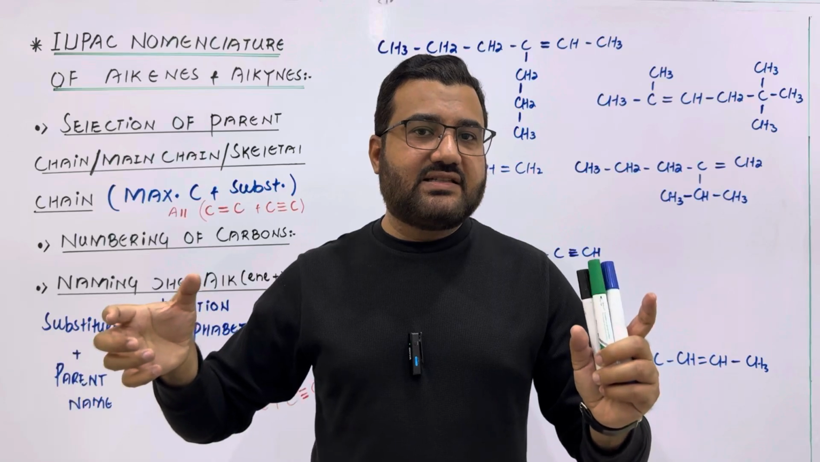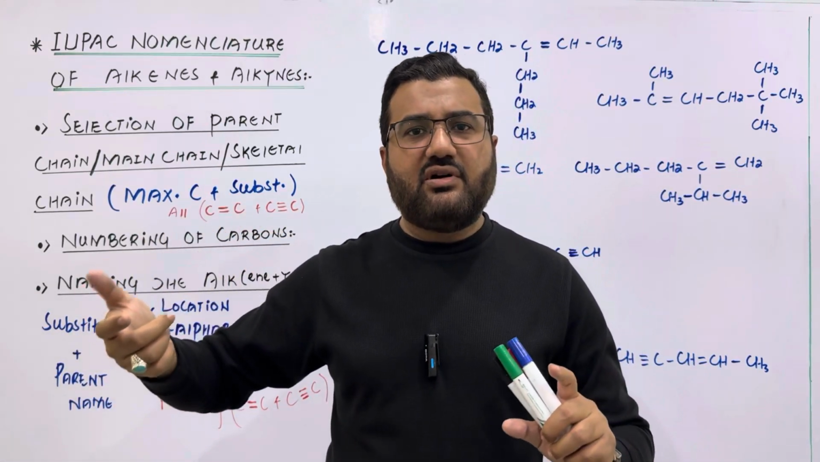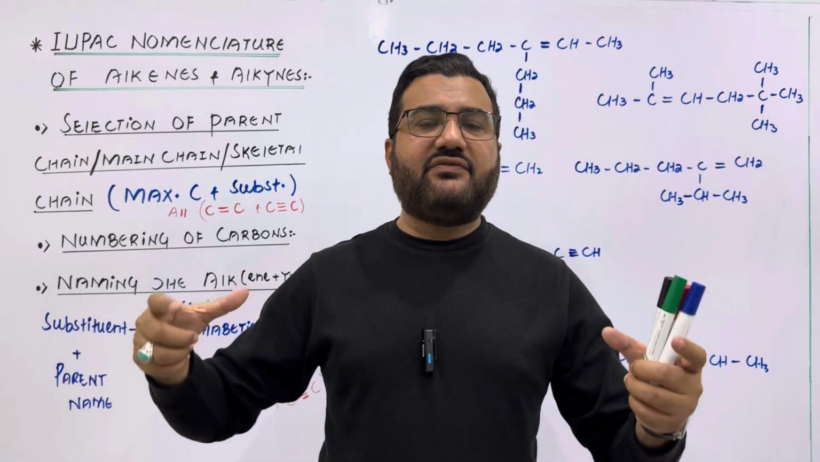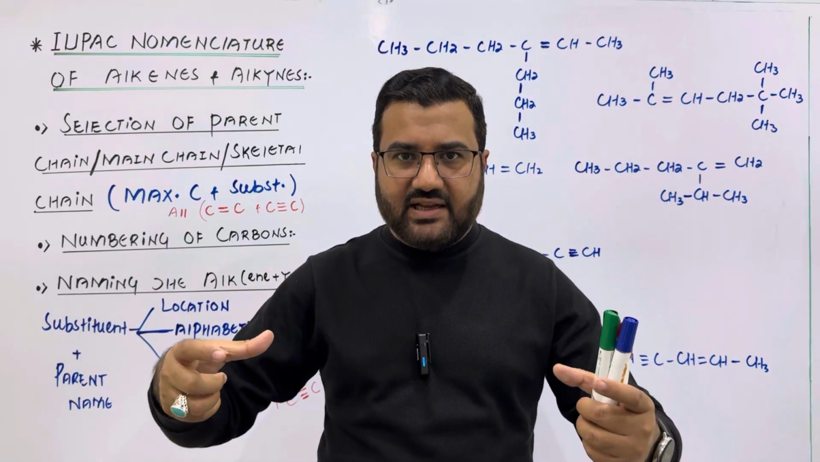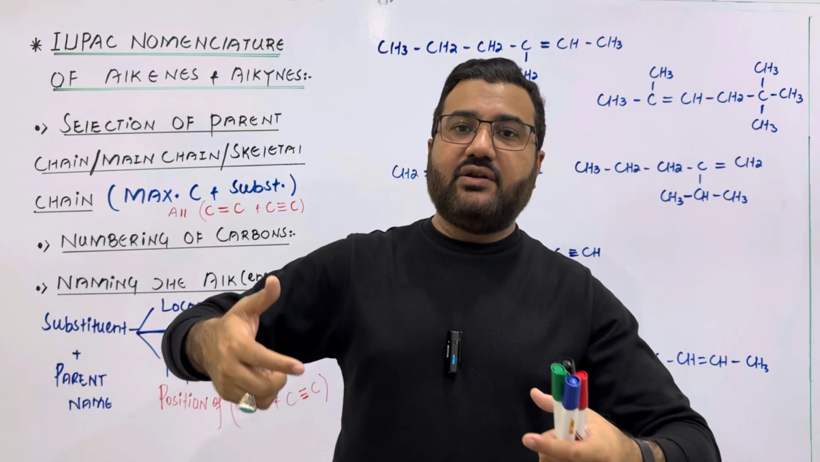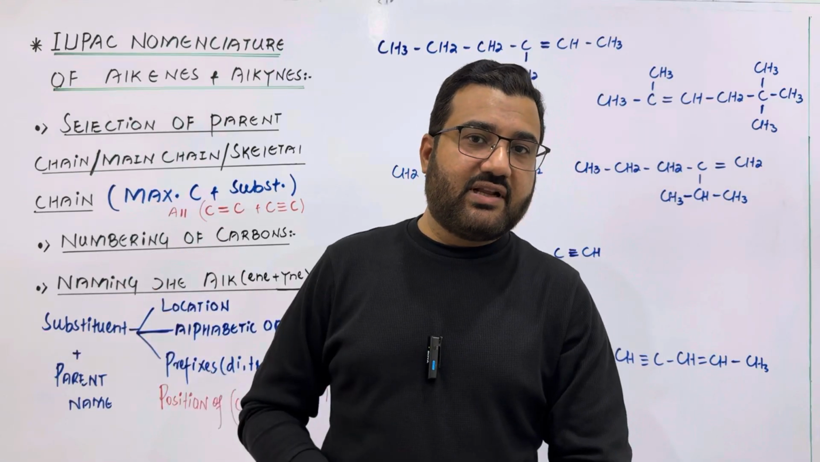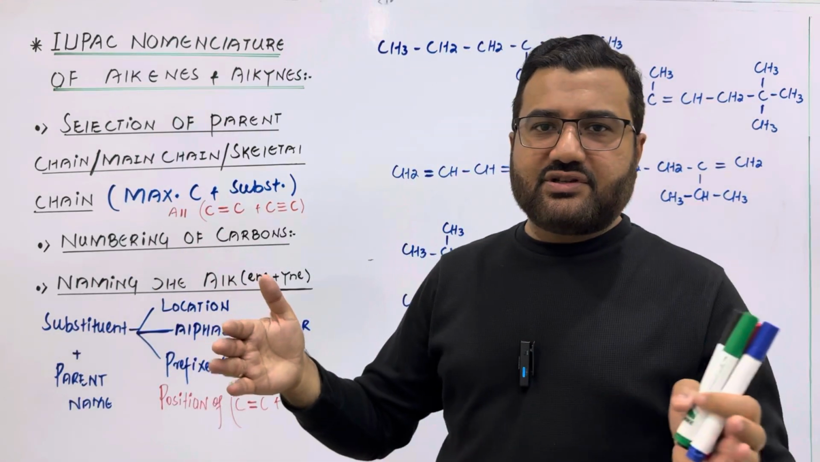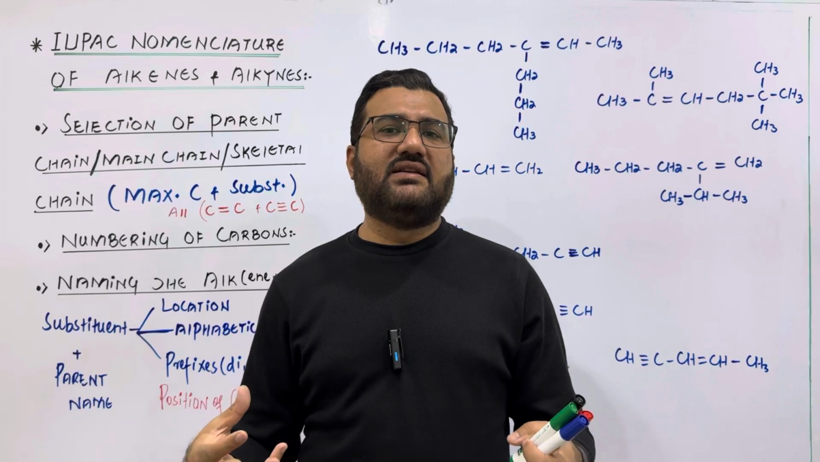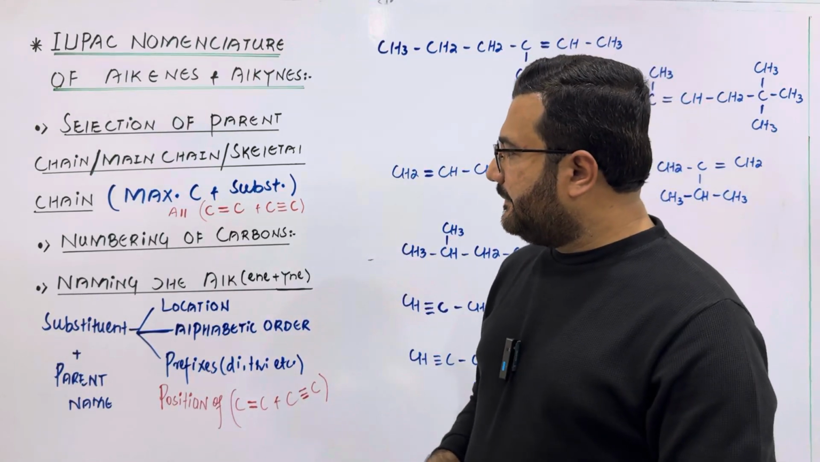You will start numbering from the end where the functional group, double bond or triple bond, is nearer, and if the functional group is at equal distance from both sides of the chain, then you will look at the substituent and start numbering from that end of the chain where the substituent is nearer. And if the substituents are also at equal distance, then it's up to you. You can start the numbering from either side of the chain.